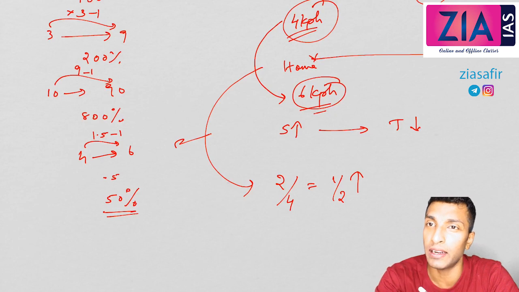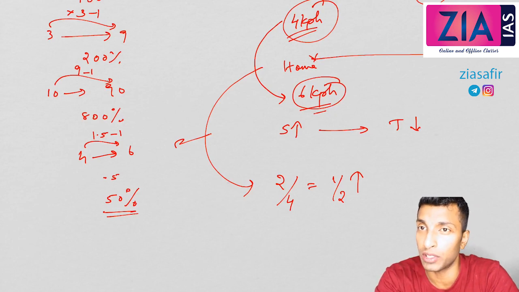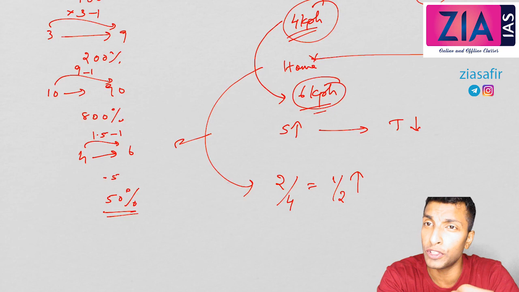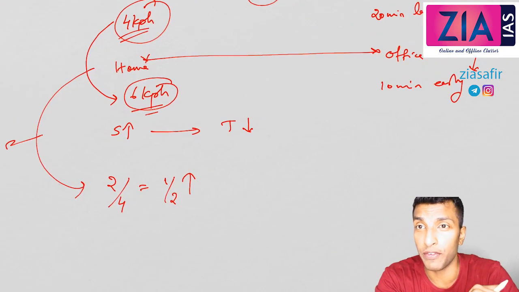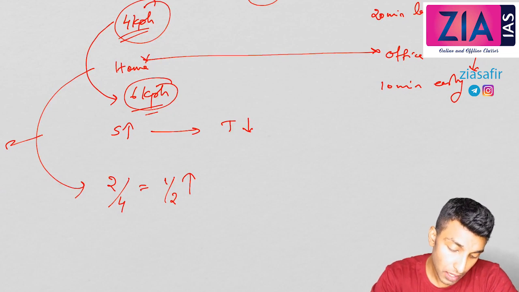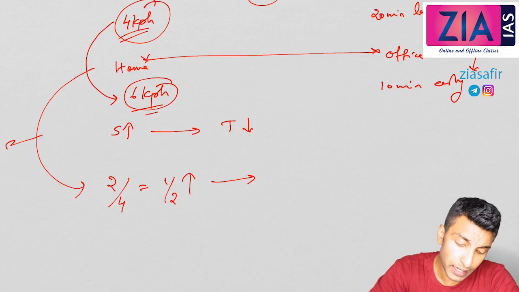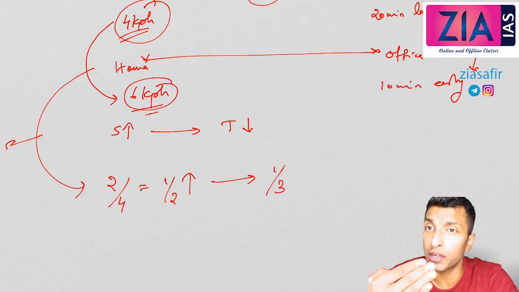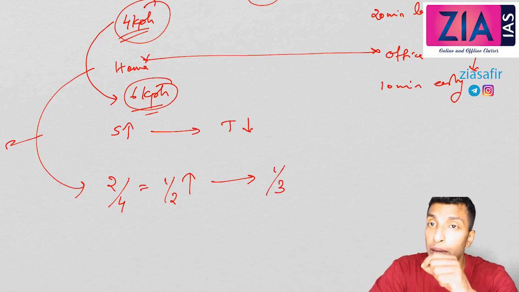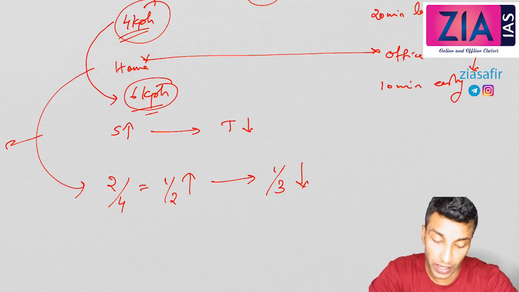I'll discuss this in detail when it comes to data interpretation. Don't worry about this. I'll teach you all the methods by which you can solve data interpretation faster. All the percentages, averages, everything. Okay. So 1 by 2 increase is in the speed. How much will be the decrease in time? We know that 1 by 2 increase means 1 by 3. 1 by x increase means 1 by x plus 1 decrease. So 1 by 3 decrease will be there in the time.